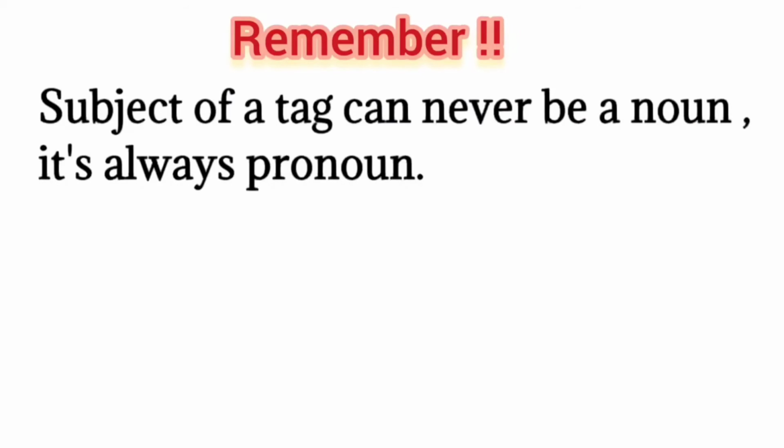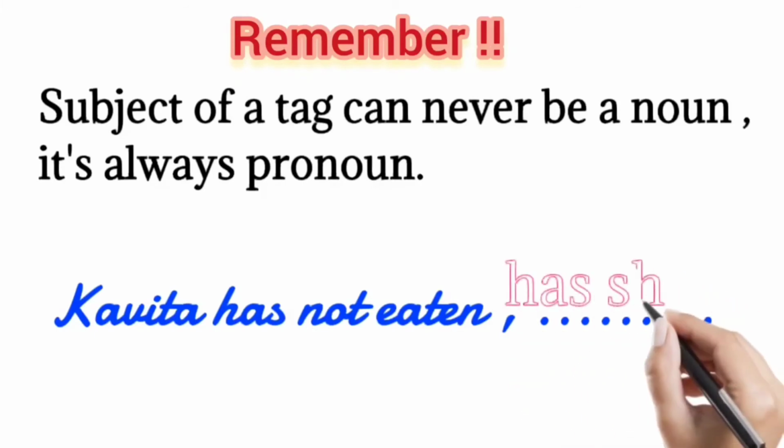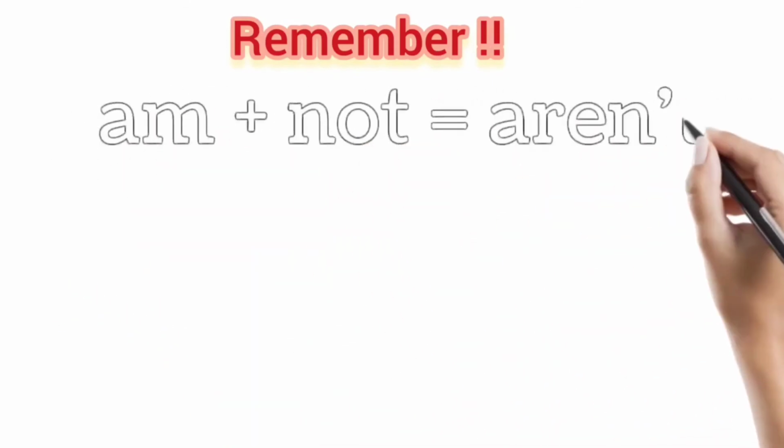Here remember, the subject of a tag can never be a noun. It's always a pronoun. Example, Kavita has not eaten. Here has is the auxiliary verb we can take. So here Kavita is a noun. We should change it to a pronoun. So the answer will be has she. She is the appropriate pronoun for Kavita.